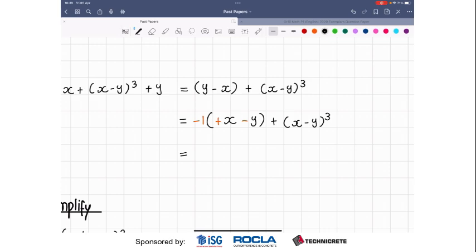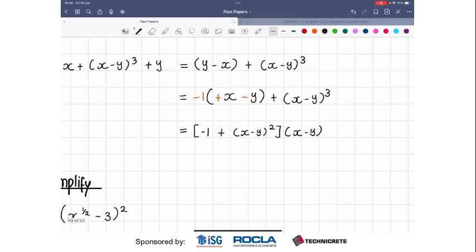So from the first term, when I take out my common factor, the bracket x minus y, I'm left with a negative 1. And from the second one, when I take out my common factor of x minus y, I am just left with x minus y squared, because I had cubed before. And that's a positive x minus y squared. And I've taken out this common factor, x minus y. Now I'm just going to rearrange this bracket in the first bracket.